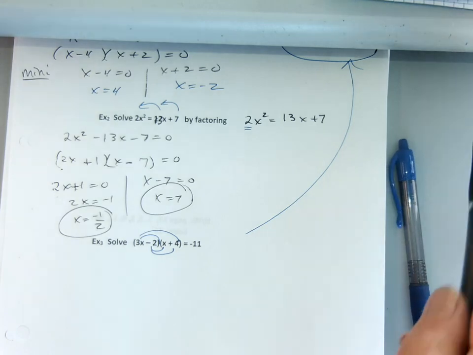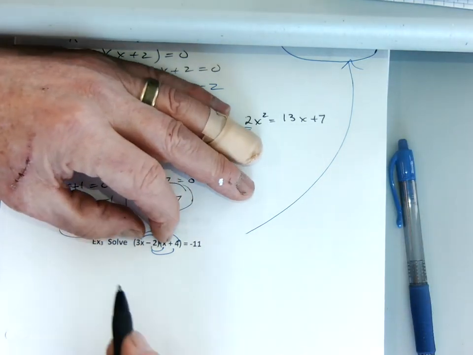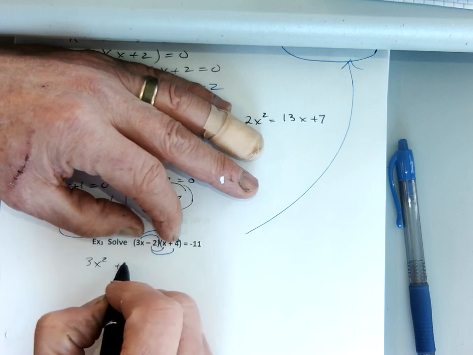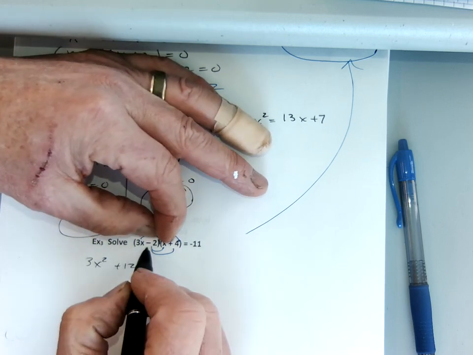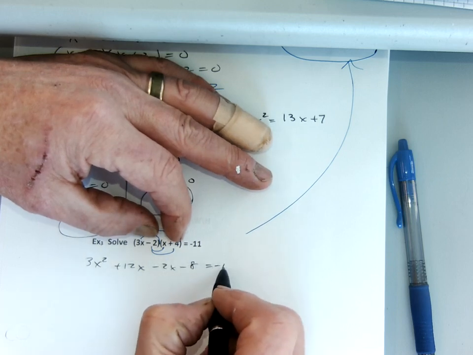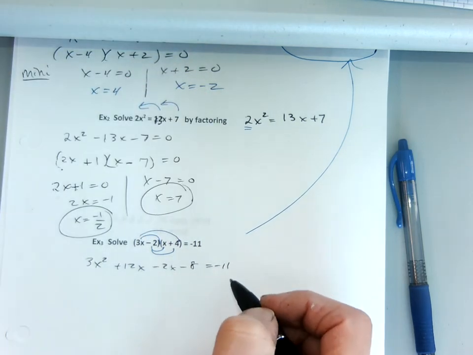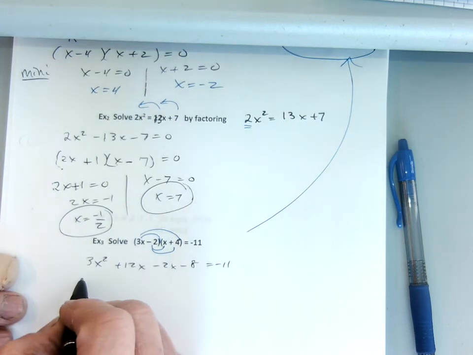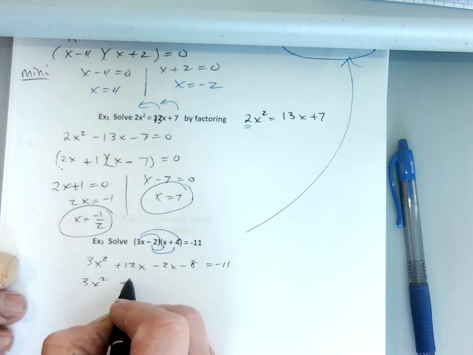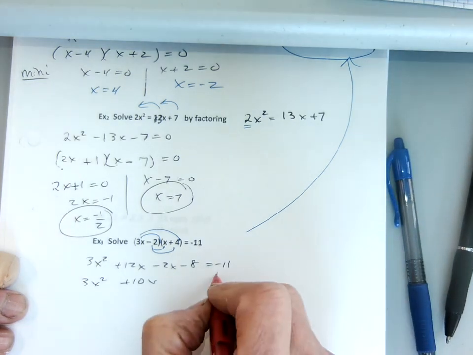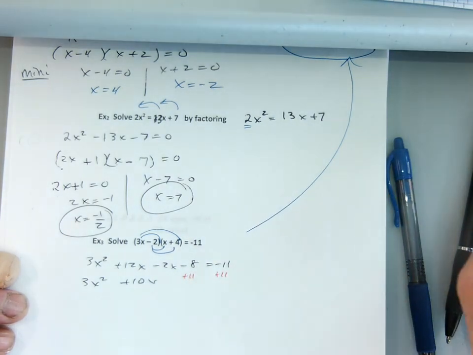I'm going to FOIL. 3x times x is 3x squared. 3x times 4 is positive 12x. Negative 2 times x is negative 2x. Negative 2 times 4 is negative 8, equals negative 11. So my goal is to make it into a trinomial equal to 0. Trinomial equal to 0. So then 3x squared plus 10x, and I will add the 11, and I'll get a plus 3.